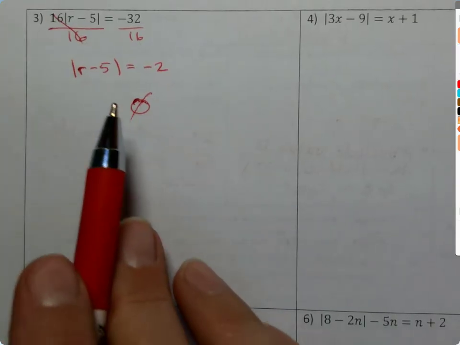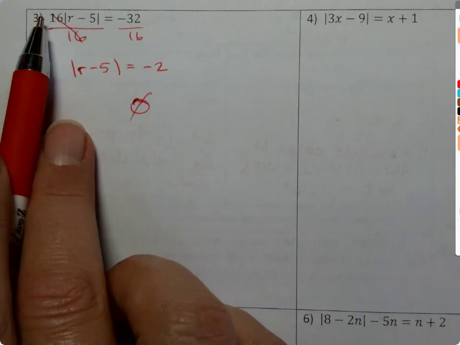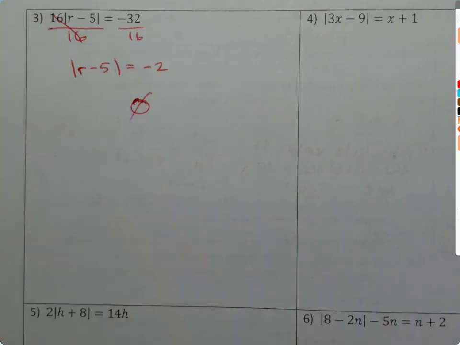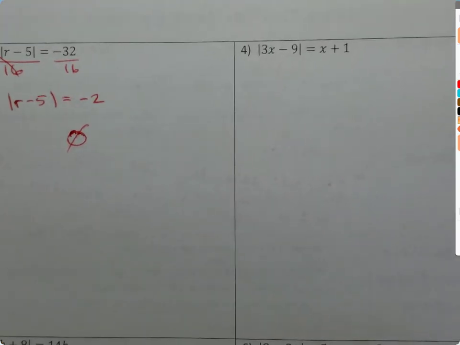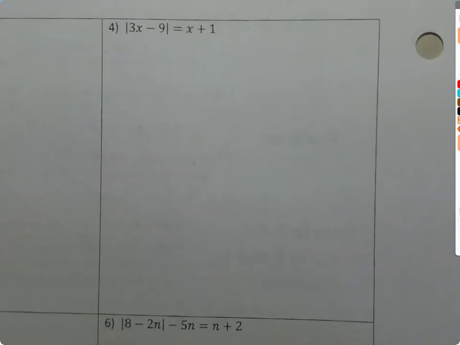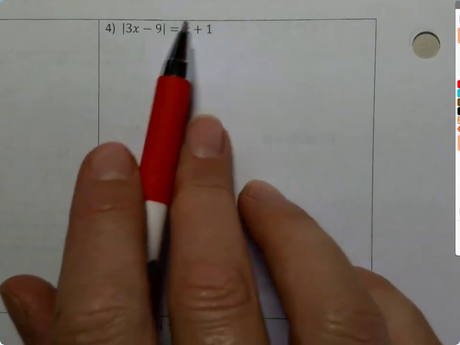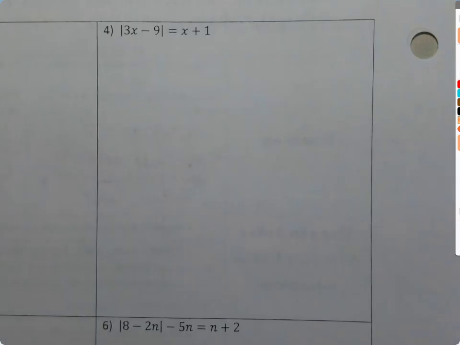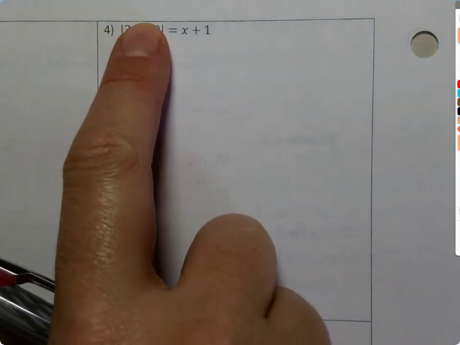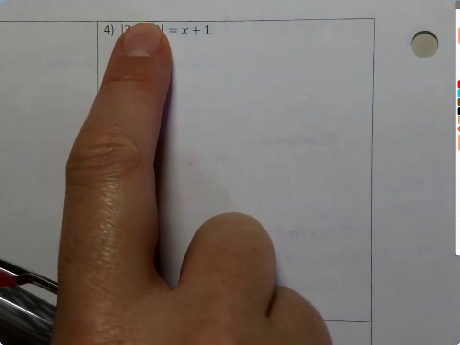The work you should show is isolating it first. If this was a negative 16, it would be fine because then it would equal positive 2. So always do the work first. What's different in number 4 here? There's more stuff over here, right? There's 2 terms over here. Okay, so what's inside would equal a positive outcome, or what's inside could be a negative outcome.